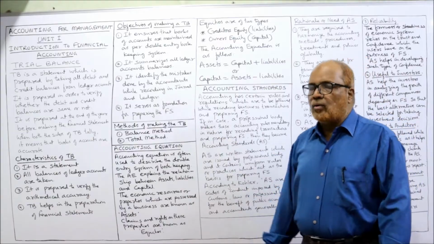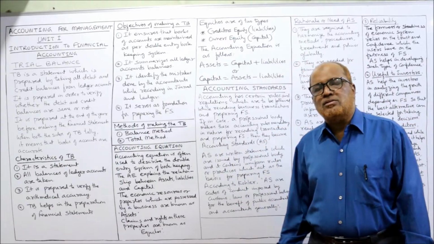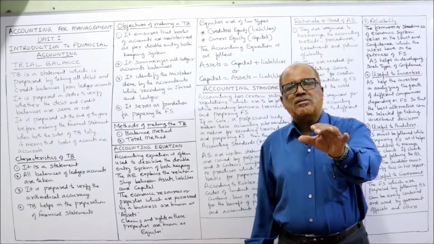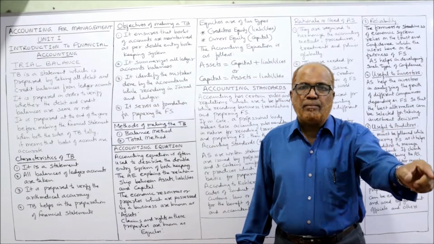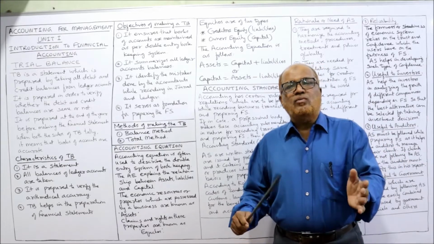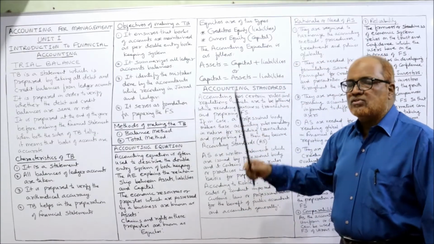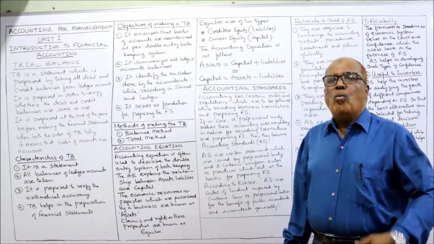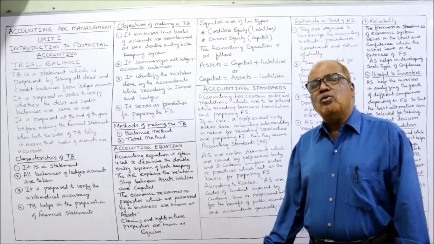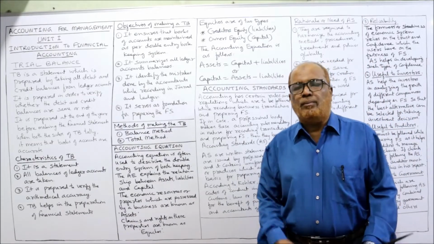Now it serves as the foundation for preparation of financial statements. So normally financial statements will be prepared from the trial balance only. The trial balance will help in making the financial statements. So these are the objectives why we make the trial balance. What are the methods of making the trial balance? Two methods are there, balance method and total method.